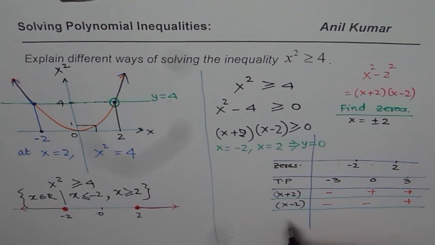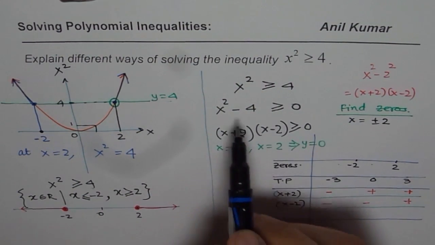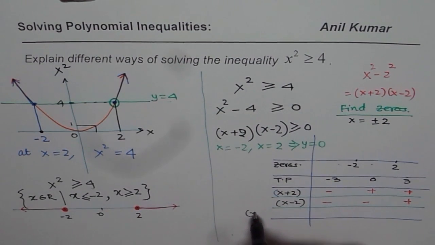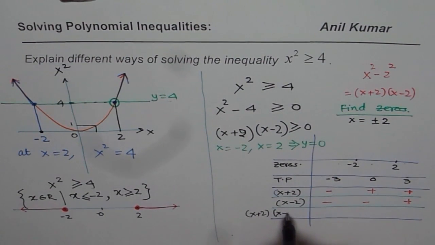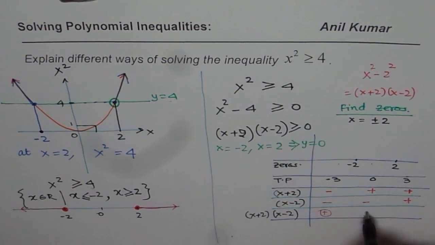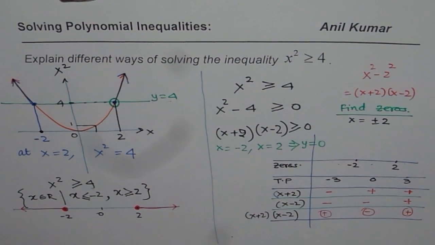And now we will consider the sign of the equation itself, which is the left side. That is, when you multiply both of them, x plus 2 times x minus 2, what happens? Two negatives will give us positive. A negative and a positive will give us negative. Two positives will give us positive. What do you need?